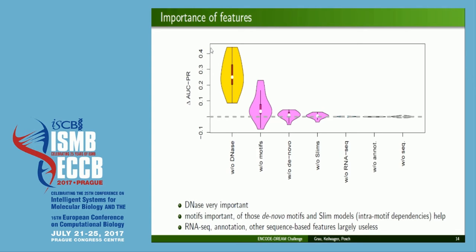So chromatin accessibility tells us a lot about if a specific motif on the genome is bound by a transcription factor or not. The motifs also help in almost all of the cases. There are some notable exceptions where adding motifs to the model actually leads to a decrease of performance.